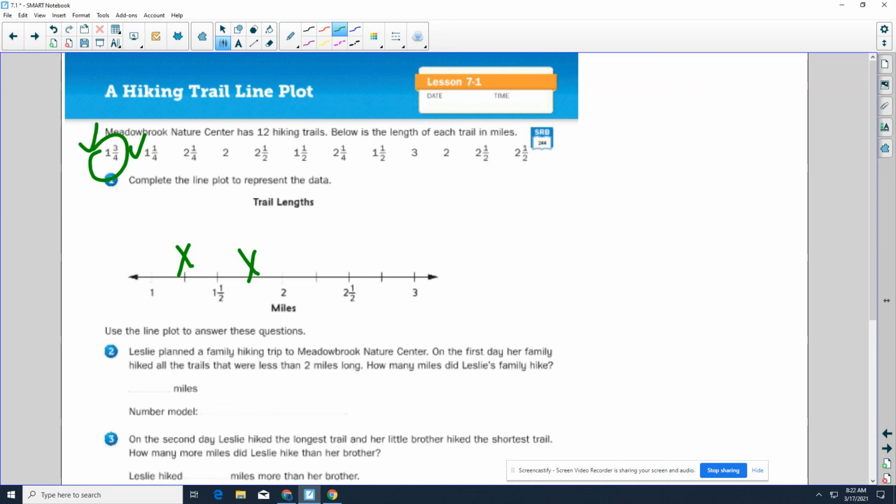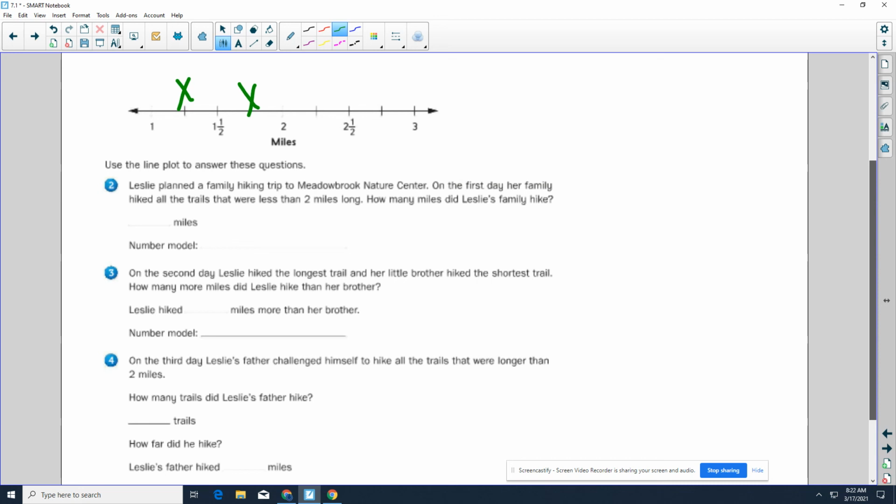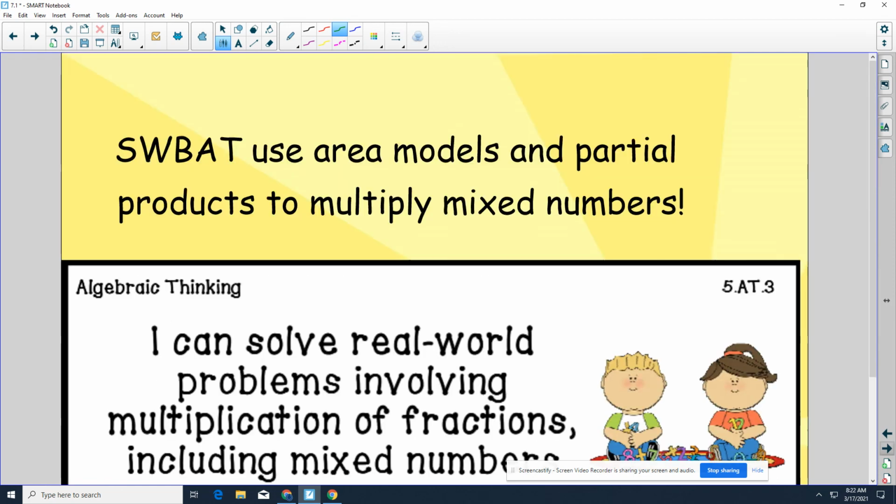You're going to use those line plot results, and you're going to answer the questions below. So take some time to look at those. You must have the line plot done to be successful on the rest of that. So you see you have the questions about the line plot there, and that is the end of our lesson.